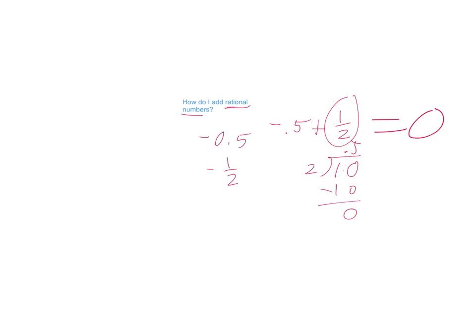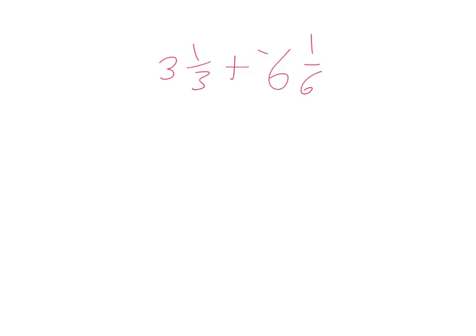Okay, so that's kind of how you would add rational numbers. You have to get them in similar forms if you have fractions and decimals, or if you just have decimals, you'll work through them in a little bit different ways. Here is an example of some rational numbers we can add. We can add 3 1/3 plus negative 6 1/6.